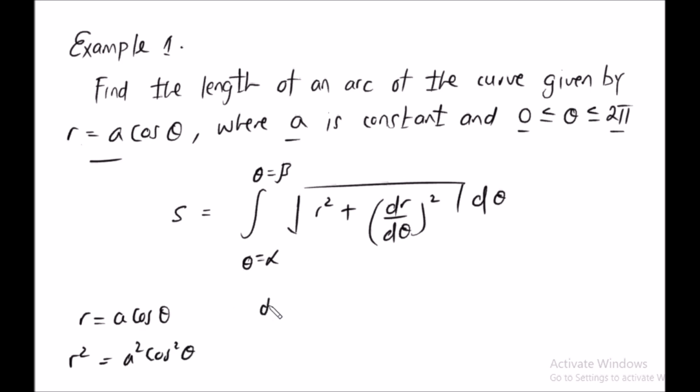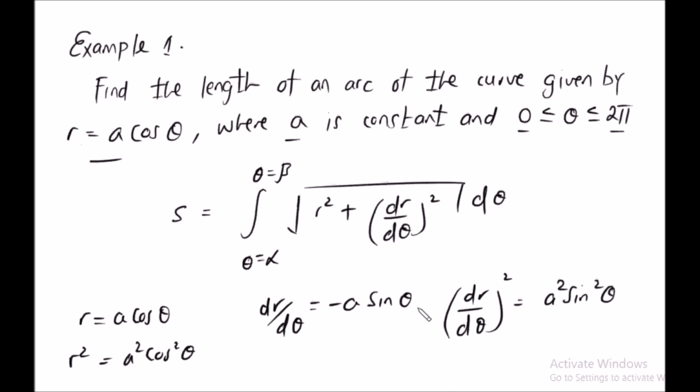So nikidifferentiate r with respect to theta napata nini? a ni constant, iache nje. Ukidifferentiate cos theta unapata negative sin theta. Kwa hiyo (dr/d theta) squared itakuwa ni a squared sin squared theta. So square of negative ni positive there. So hii naiweka hapa na hii naiweka hapa. So alpha now itakuwa ni 0 hii hapa, then beta itakuwa ni nini? 2 pi.